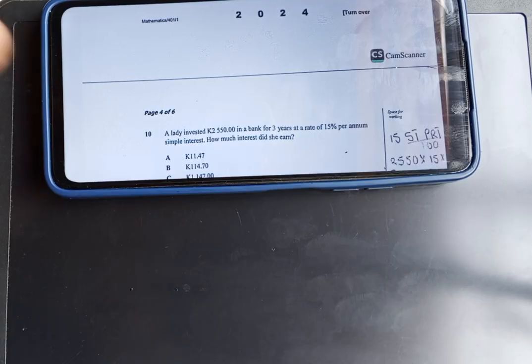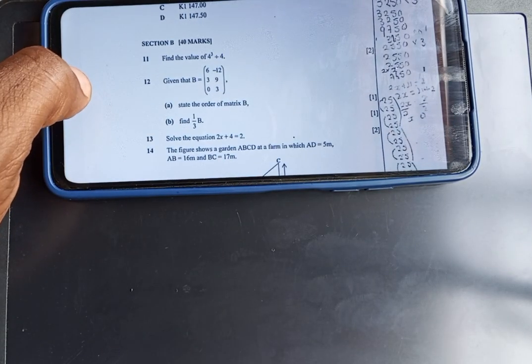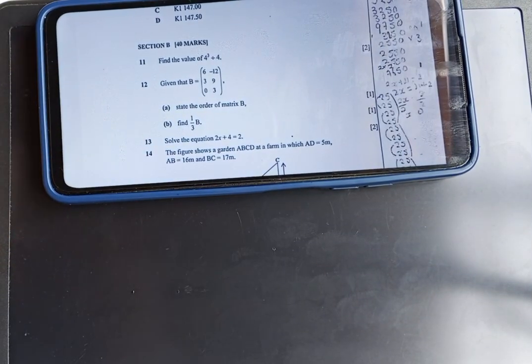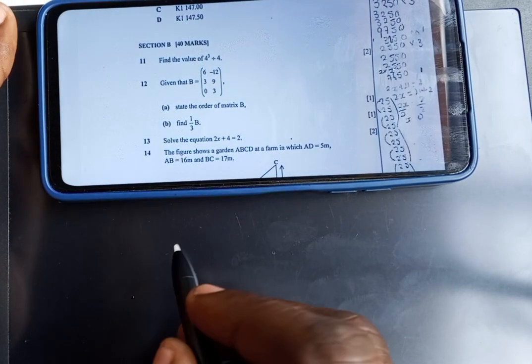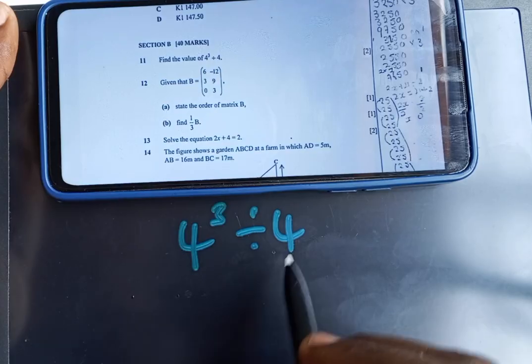So let's do a continuation. We did question 1 up to 10 multiple choice, Grade 9, Paper 1, 2024 examinations. Okay, so let's look at question 11. Question 11 is in Section B: find the value of 4 raised to the power 3 divided by 4.